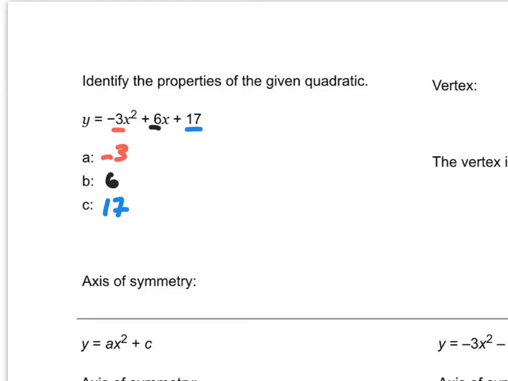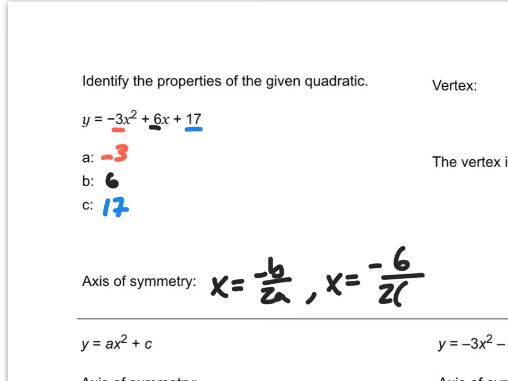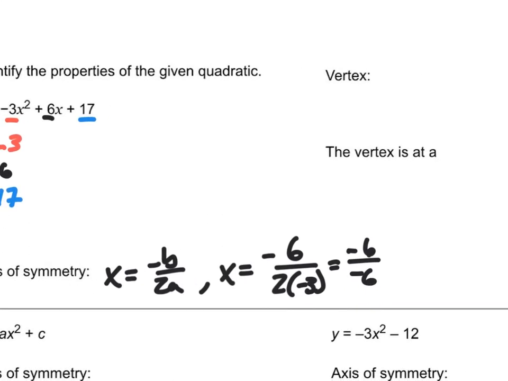It wants us to find the axis of symmetry. So remember, the axis of symmetry is x equals the opposite of b over 2a. b was +6, so I write -6 over 2 times a, which was -3. We plug all that in, and we get -6 over -6. So we get an x value of 1. x is equal to 1.